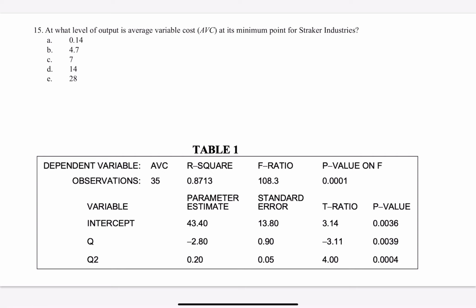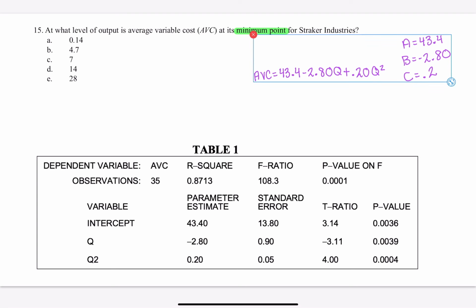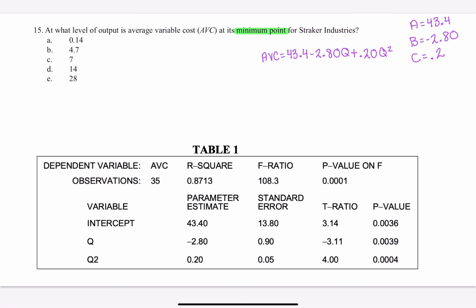At what level of output is average variable cost at its minimum point for Straker Industries? For the sake of time, I'm going to just copy this information so that we don't have to write it down again and again. So there's the information we already had, and we are going to use negative b over 2c to find that minimum point. So negative b is a negative 2.8 over 2 times 0.2, which is a positive 2.8 over 0.4, which gives us 7.